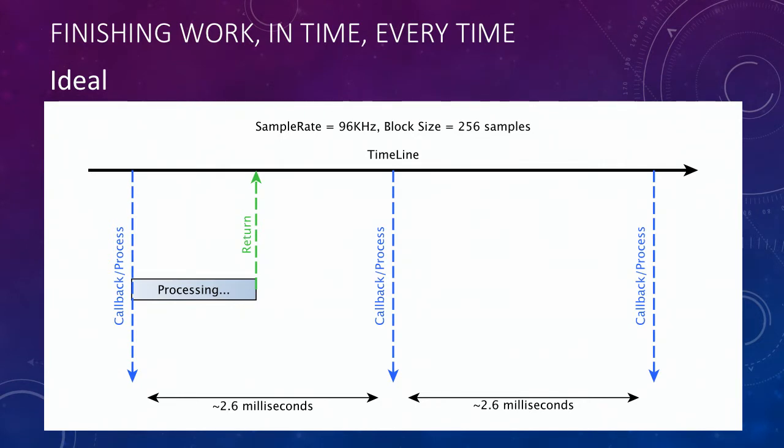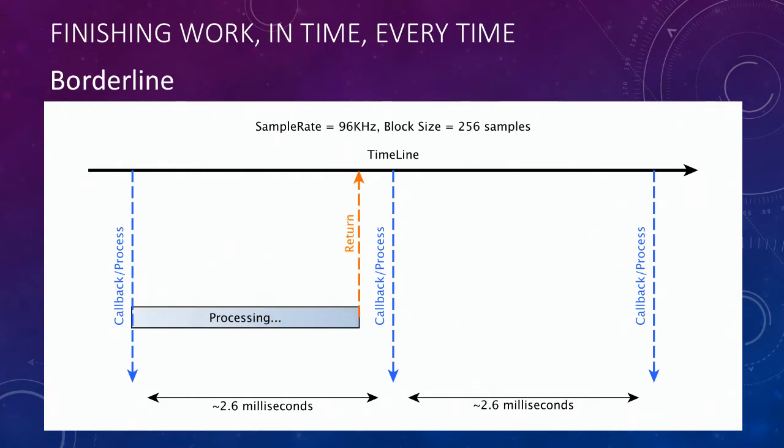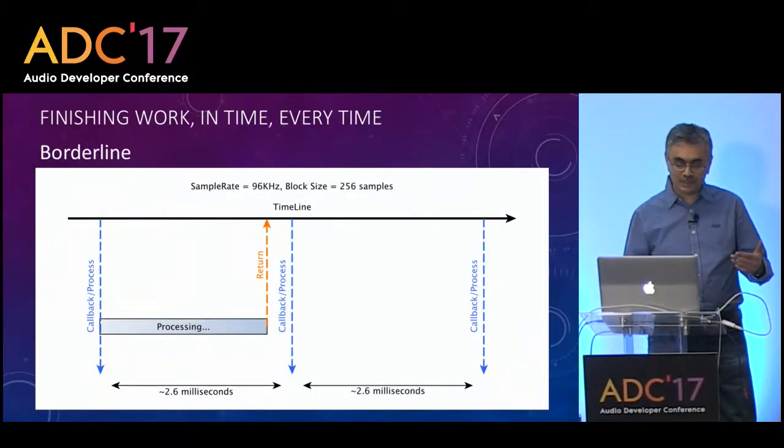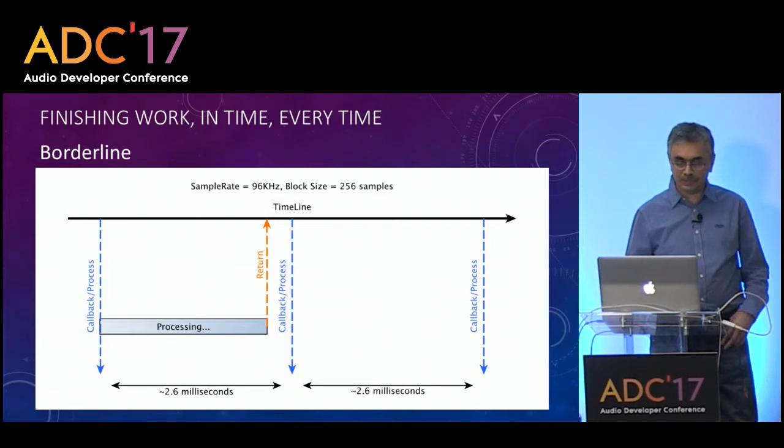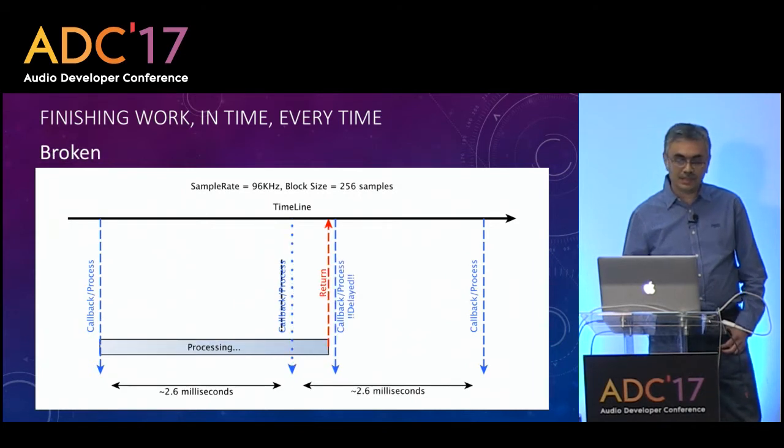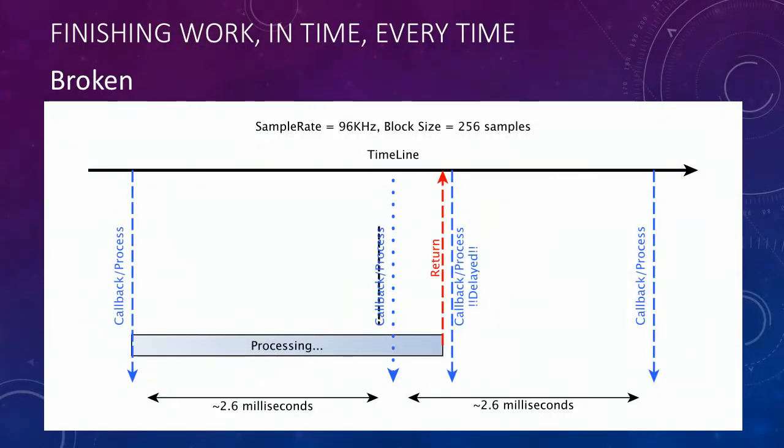This picture shows an ideal situation where the work is finished well in time. This is a borderline case where we are pushing the boundaries. The amount of time it takes for doing the processing is close to the allotted amount of time. If something like this is happening, it's sort of asking for trouble because this is going to break any time, because of delays, because some interrupts get disabled, whatever. And then this is clearly the broken case where the code took more time than it was allotted, and this is going to result in audio artifacts, underruns, glitches. Definitely we don't want to get into this.